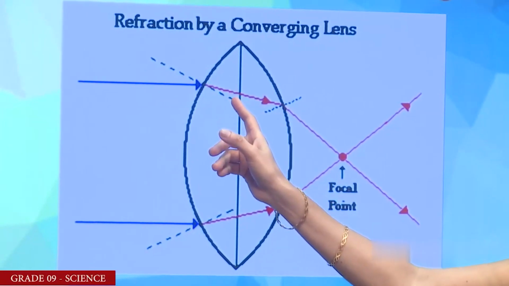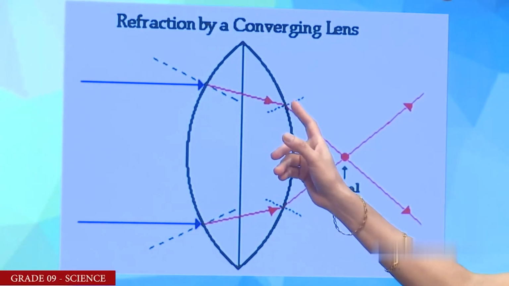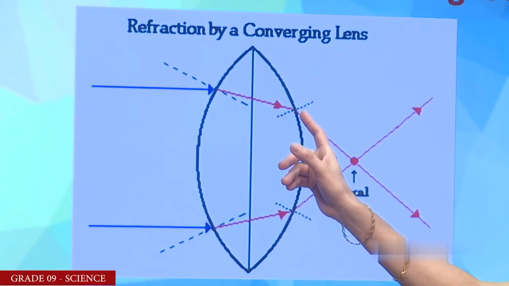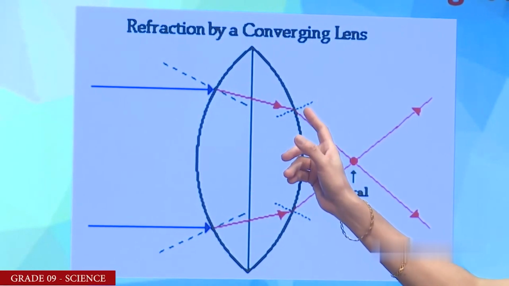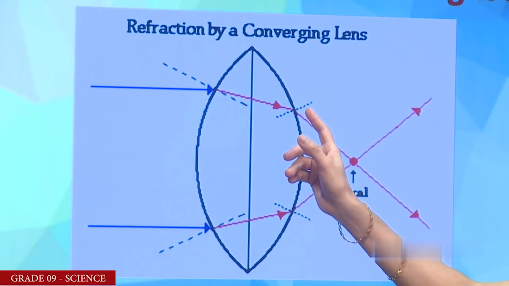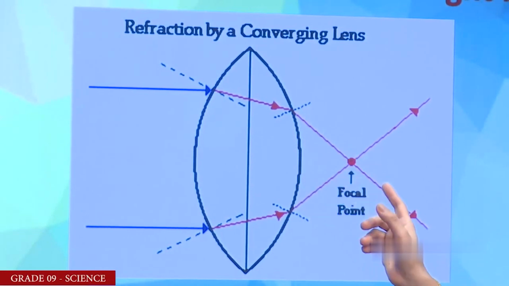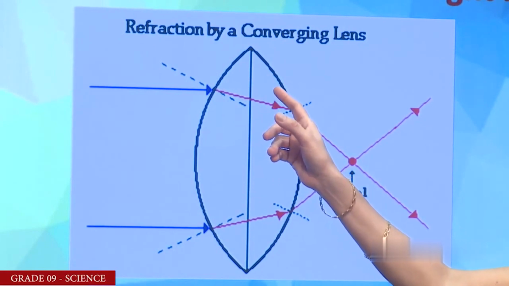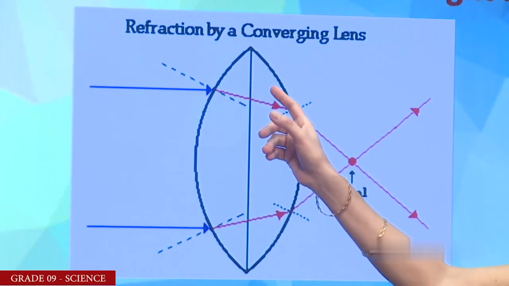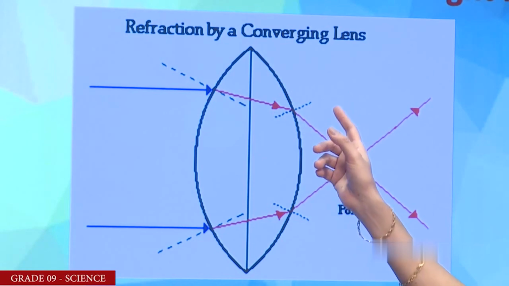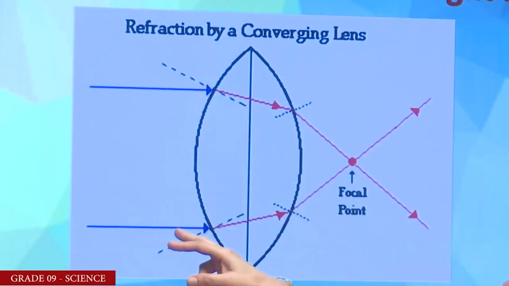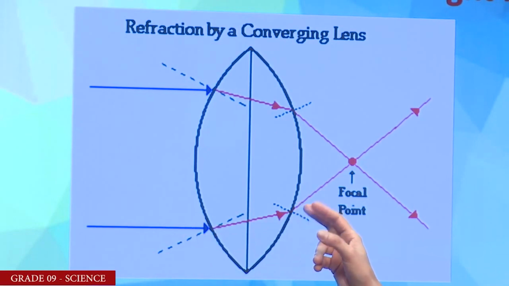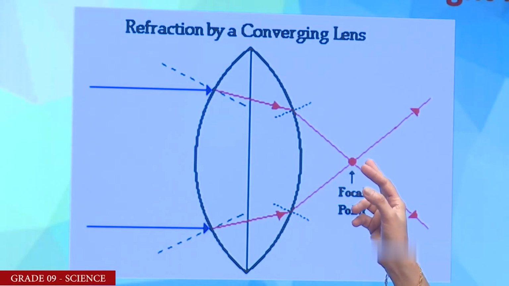So, it bends towards the normal, and when the refracted light ray hits the second surface, this is the normal, and at this point of incidence it bends away from the normal. That is because this light ray is emerging from glass, the denser medium, to air, the rarer medium. In the same way, this light ray is refracted through the biconvex lens and collects at this point.